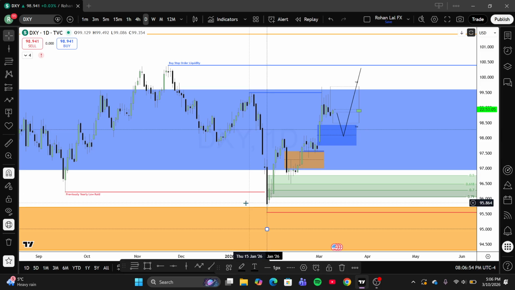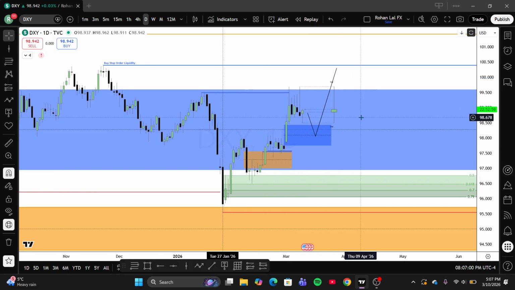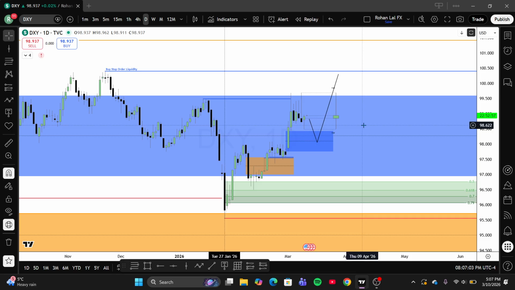On the left side of the curve, we have our sell side models. On the right side, we have our buy side model. So potentially throughout the rest of the week, I'm expecting CPI to drop the dollar index into this daily BISI. Once that daily BISI has been rebalanced, we can then see price potentially move higher because we are still inside of that yearly inefficiency.